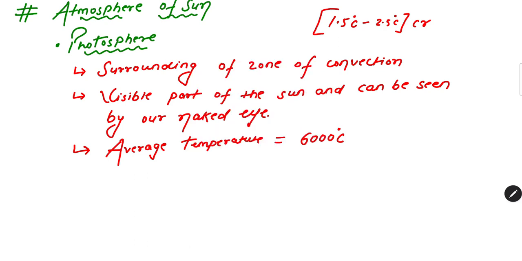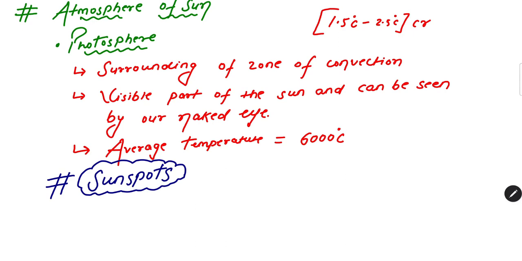In this photosphere there is one term that is called sunspots. These sunspots are available in the photosphere. Now the question is, what are these sunspots? You may ask, what do you understand by sunspots?